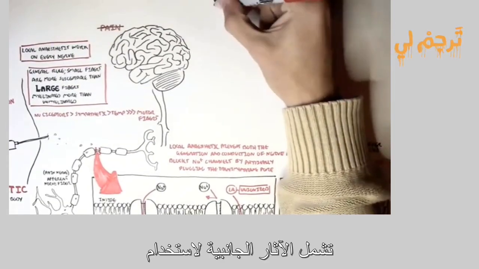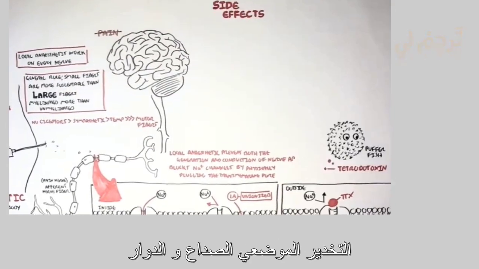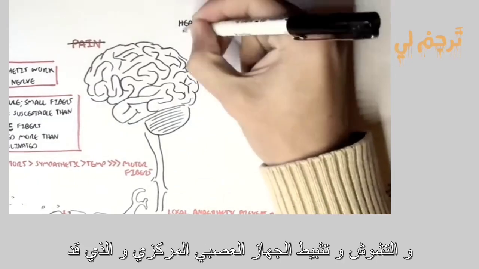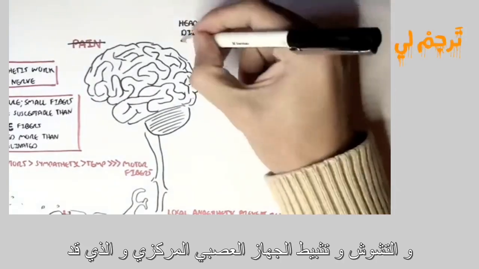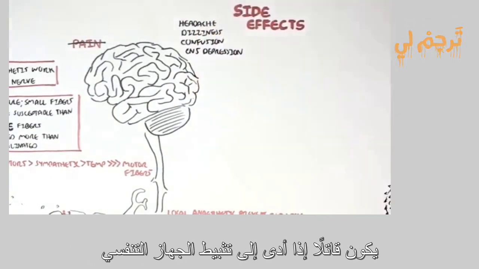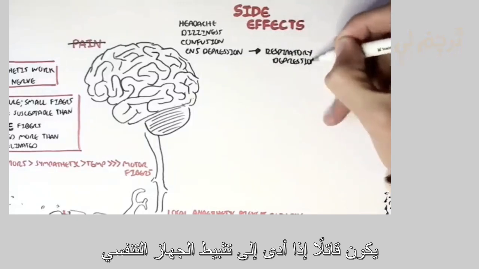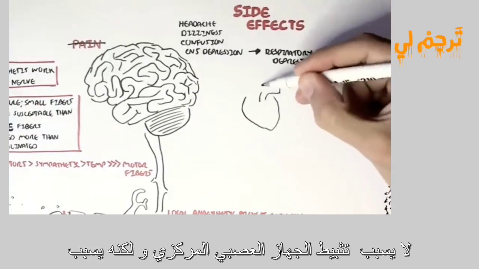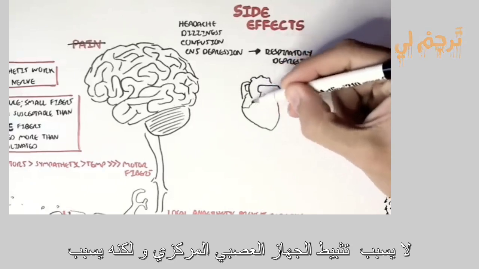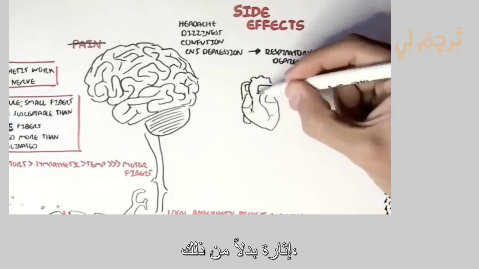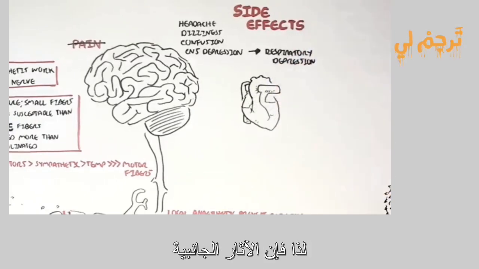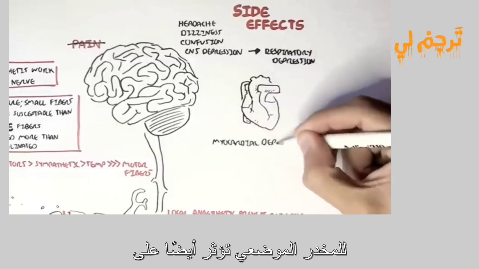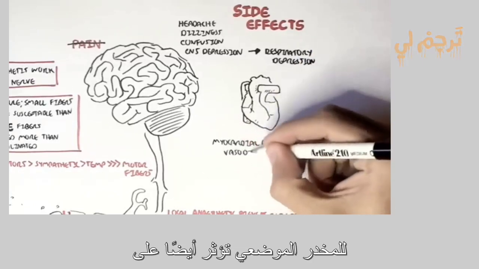The side effects of using local anesthetic include headache, dizziness, confusion, and CNS depression, which may be fatal if it leads to respiratory depression. However, cocaine actually doesn't cause CNS depression, but causes excitement instead. So that's cocaine.